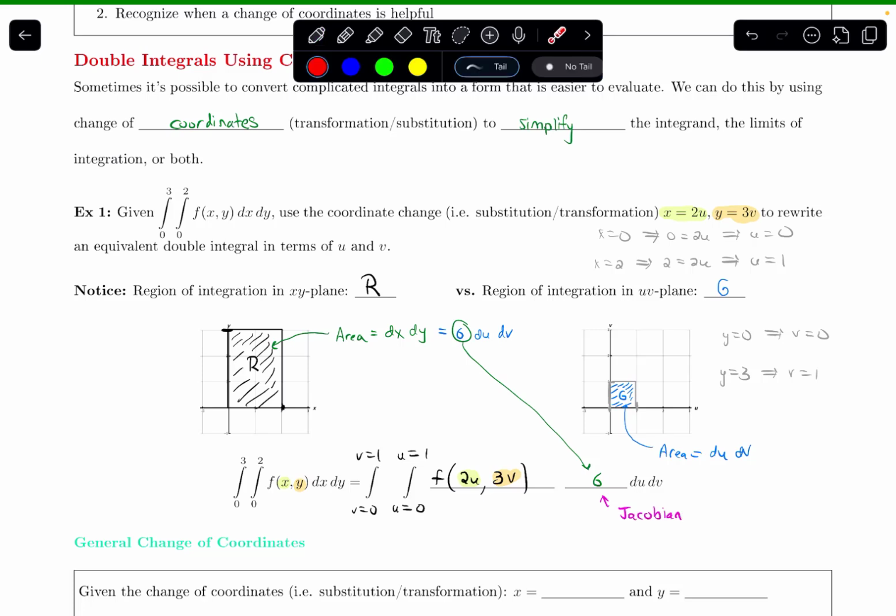So conceptually, what's going on here? When I'm doing this substitution, this original region of integration, which had area 6, is shrunk down and it's 6 times as small. So putting in this extra factor of 6 balances that out. Okay, so what's the general formula here?